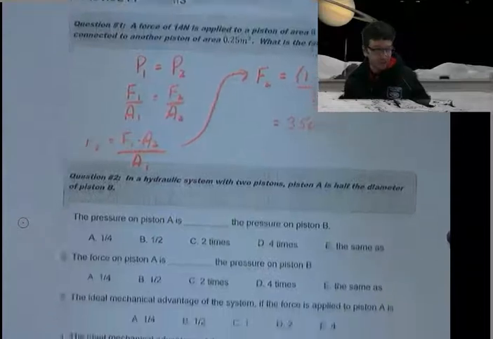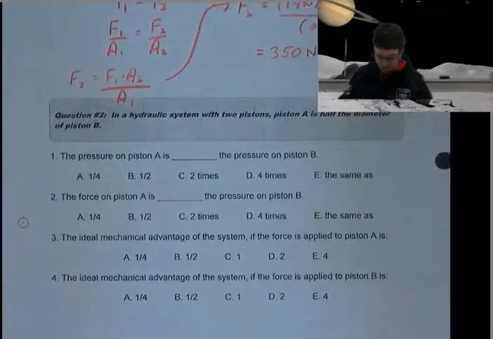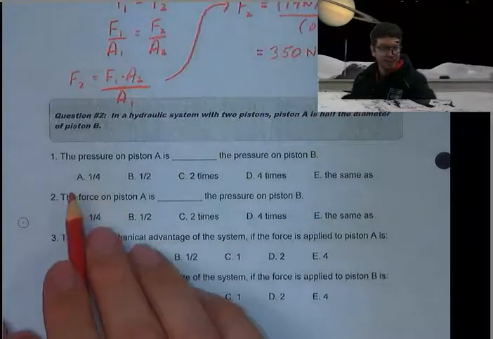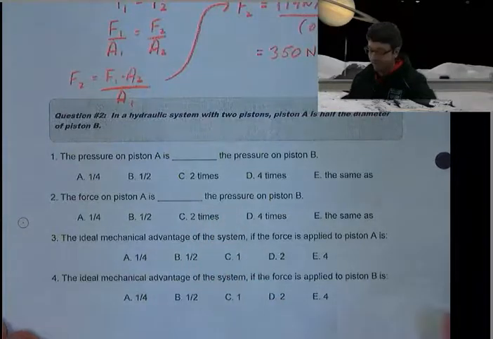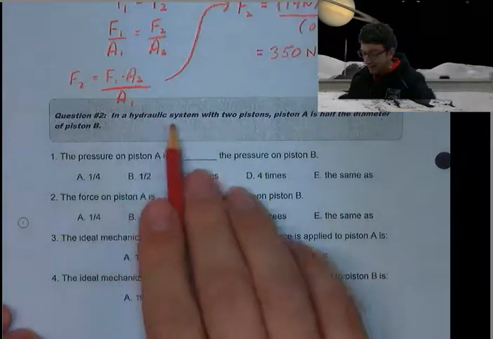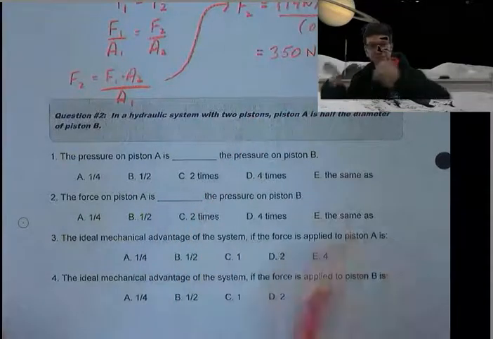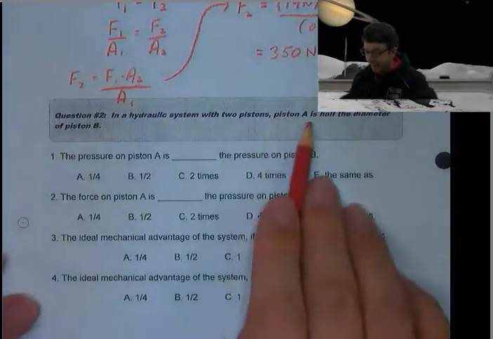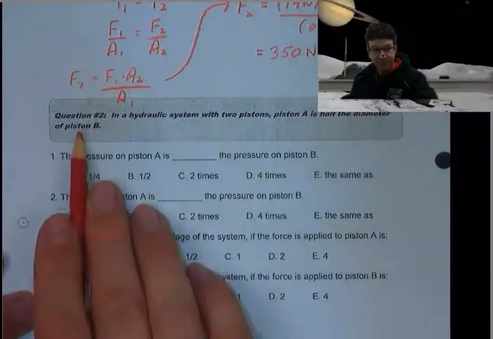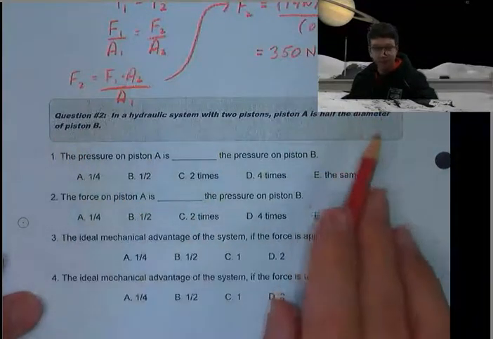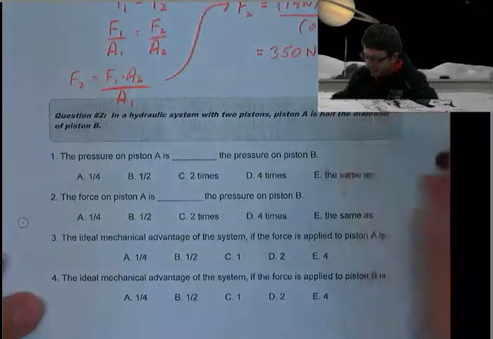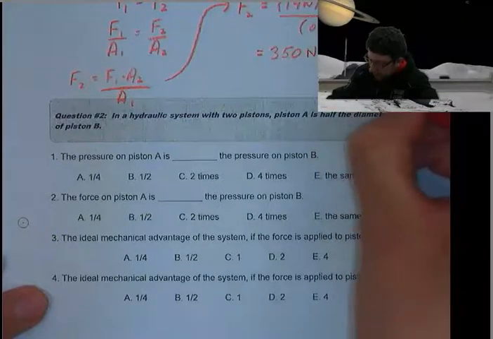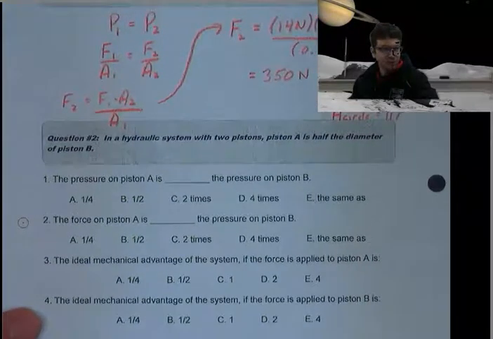This was a fairly short lesson, but let's go over it. I want to make sure everybody understands these things. So question number 2, if you know the answer, you can just type A, B, C, D, or E into the chat. Okay. So in a hydraulic system with 2 pistons, just like the one we experimented with in class, I don't have it on me, I already put it away. Piston A is half the diameter of piston B. Okay, so this is important. If it's half the diameter, then it's also half the radius. And the area of a circle is pi r squared. So I just want you to remember that.